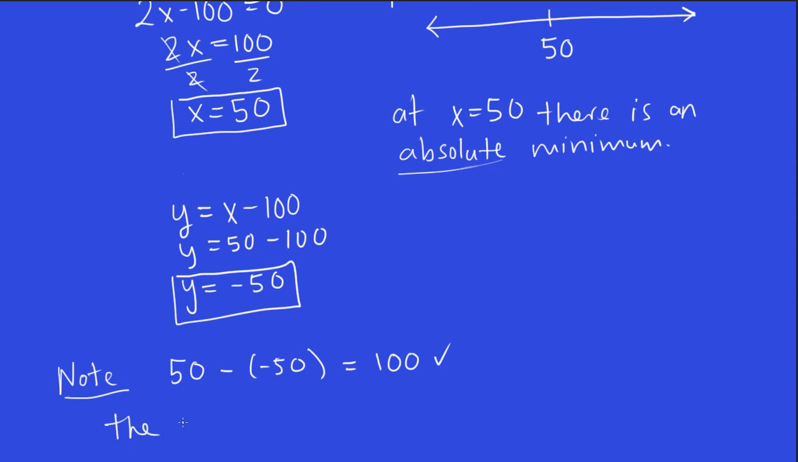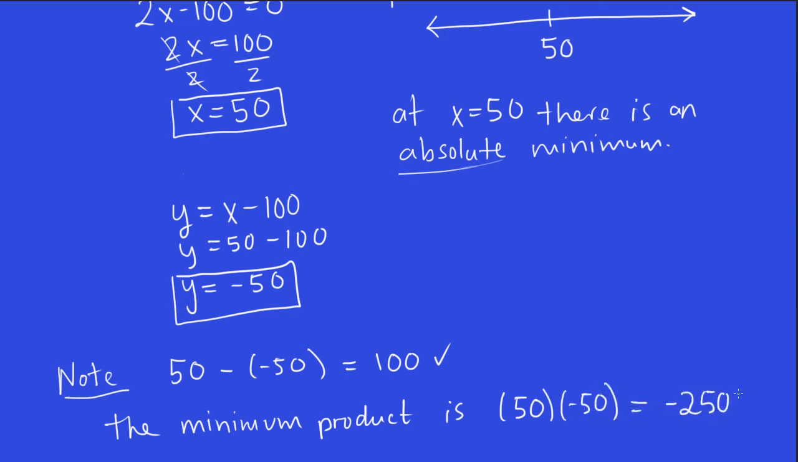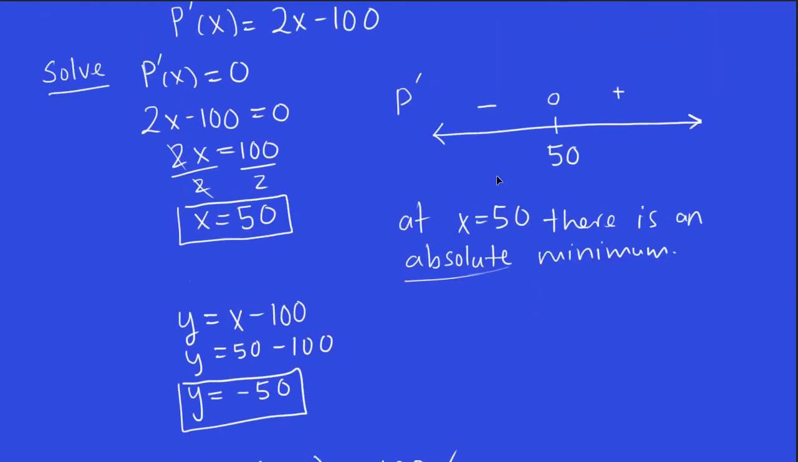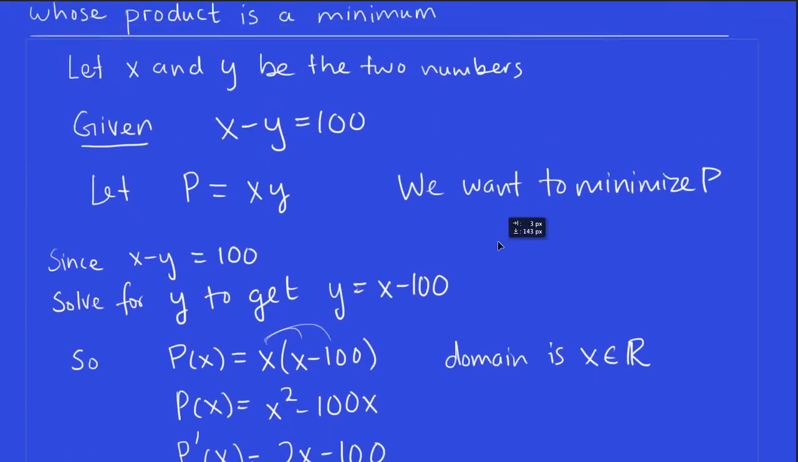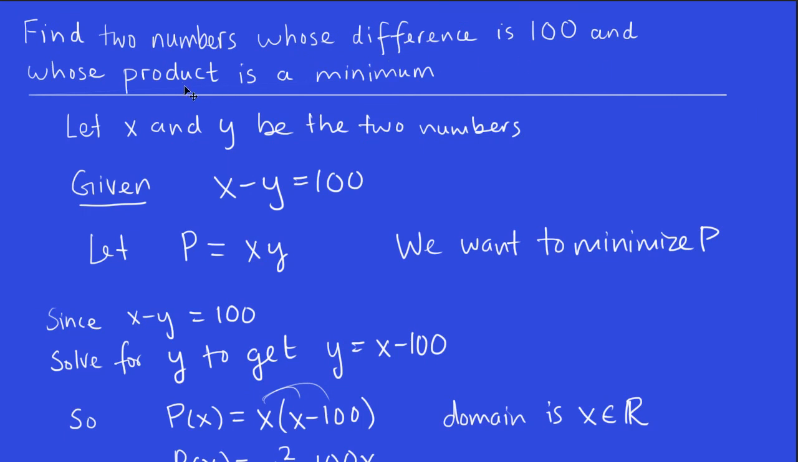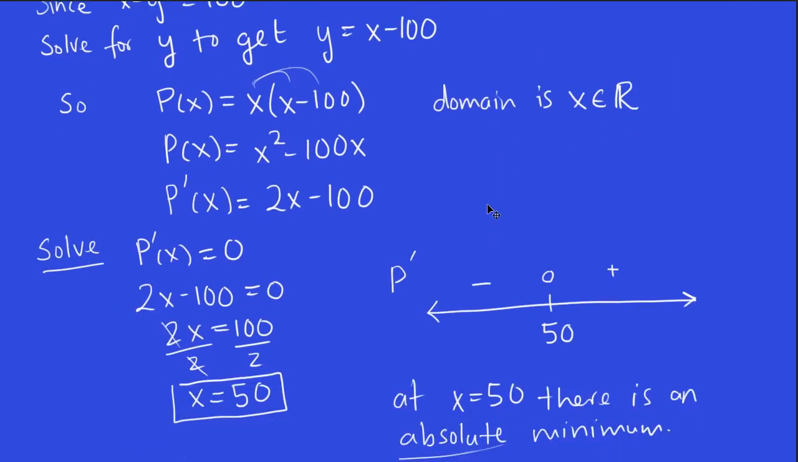And the minimum product is what? Well, it's 50 times negative 50, which is negative 2,500. I don't think the question asked that, did it? But it's okay to say anyways. So notice they just said find two numbers, right? We don't really care what the minimum number is for this product. All that's really being asked is to find those two numbers. But it doesn't hurt to write that.